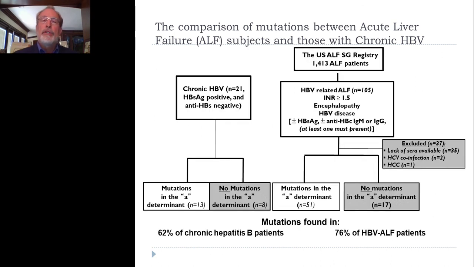This is comparison of mutations between the acute liver failure subjects and those with chronic hepatitis B. This is the acute liver failure study group registry. Mutations are highlighted below. 62% of chronic hepatitis B patients and 76% of hepatitis B ALF patients.